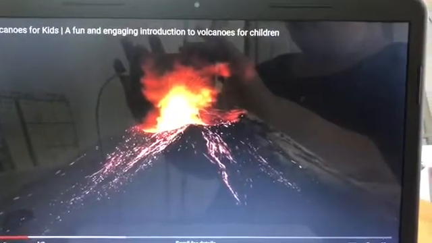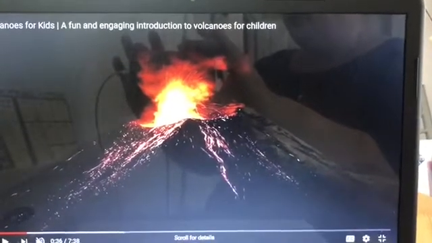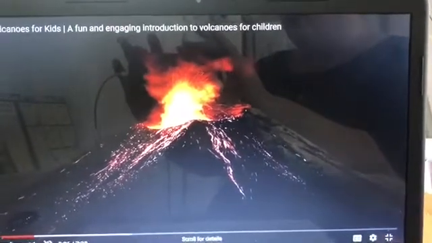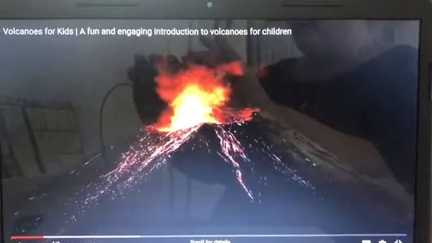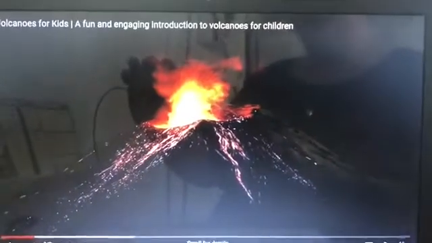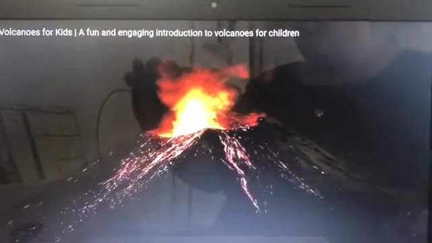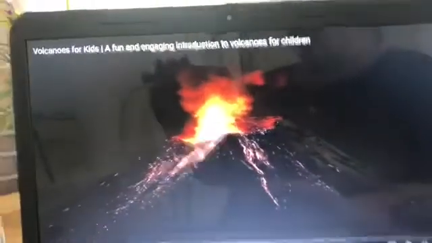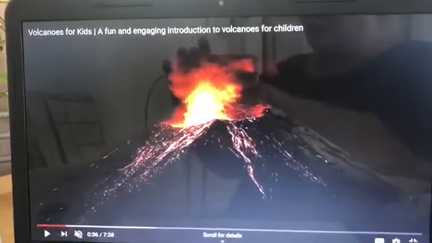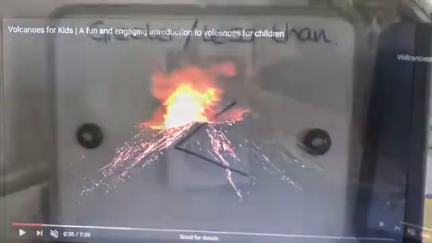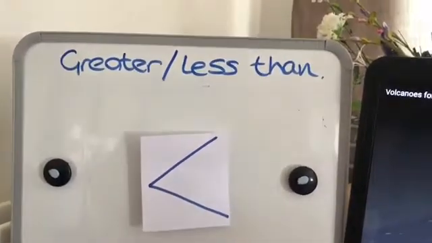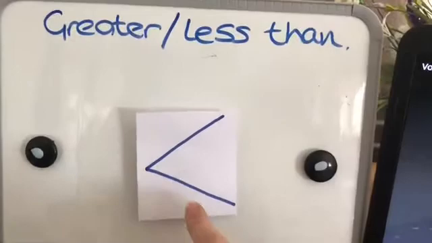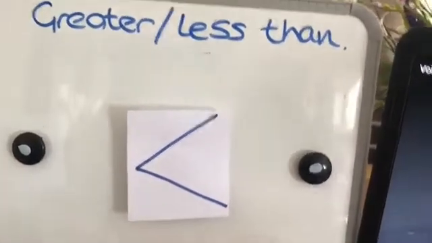So let's get started. So here we have a volcano which is erupting, and as you may or may not know, volcanoes when they erupt send boulders and rocks flying into the air. So what I have done is I have made some boulders out of paper with numbers on to use to generate the numbers we are going to use for today's exercise. Over here I have my whiteboard with my magnets ready to receive my numbers with the greater than and less than sign already in place.